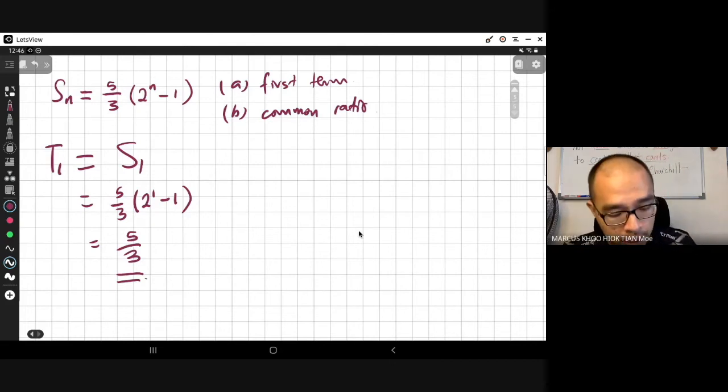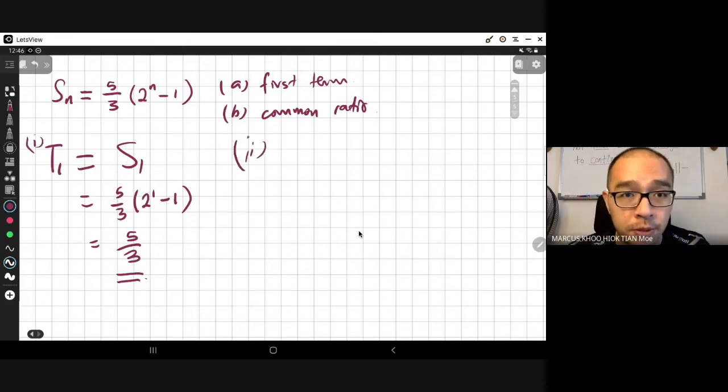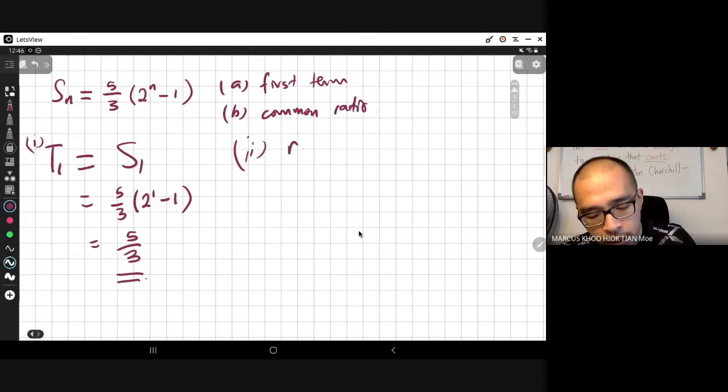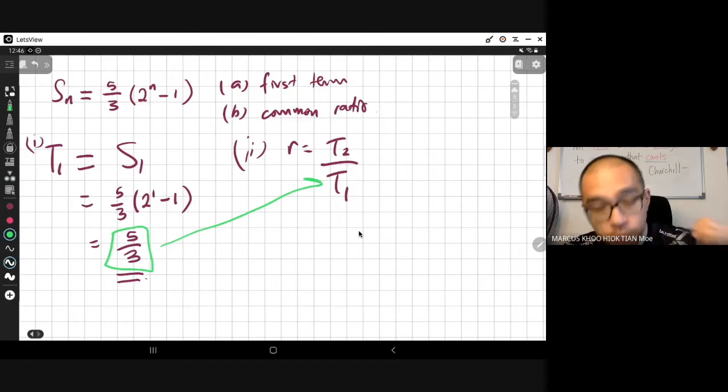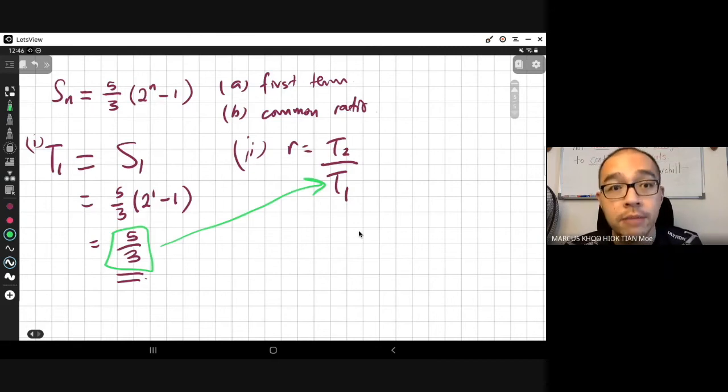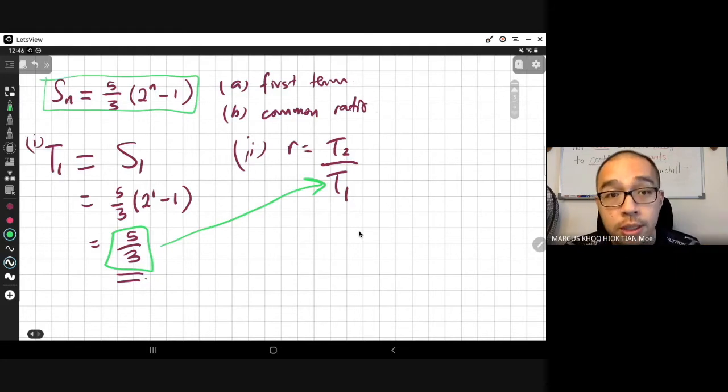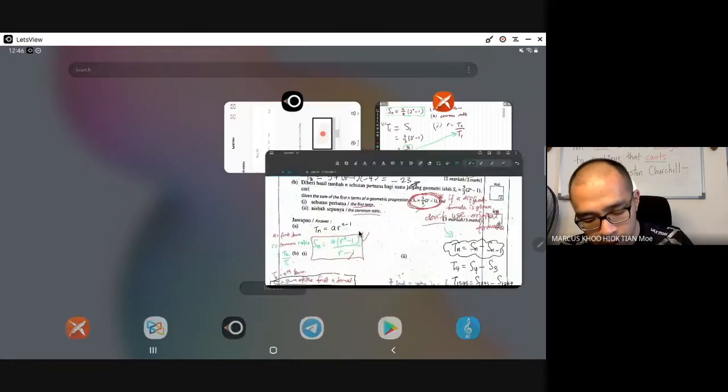Nothing much to this. The second one is the common ratio. Common ratio is the second term over the first term. Now we have the first term, which is over here. No problem. But how do we find the second term? We cannot use Tn. We cannot. Because you are given the formula of Sn and you will have to use this. So we go back to what we know about this one.